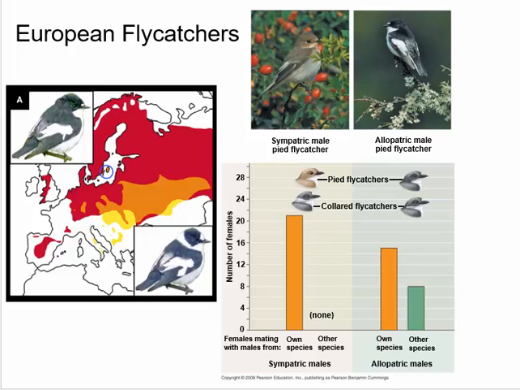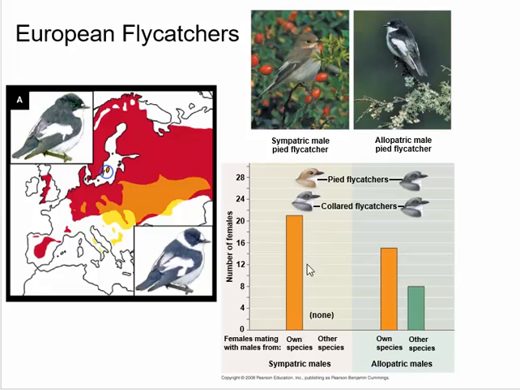And so we can put this to the test where you've got males and females of pied and collared flycatchers. Let's just put them all together and see which males the females pick. Again, you've got females of both species and males of both species. When you have the sympatric males only in our setup here, the females are really good at choosing their own species. So the pied females will pick the pied males, the collared females pick the collared males. We see all of the females are choosing their own species.